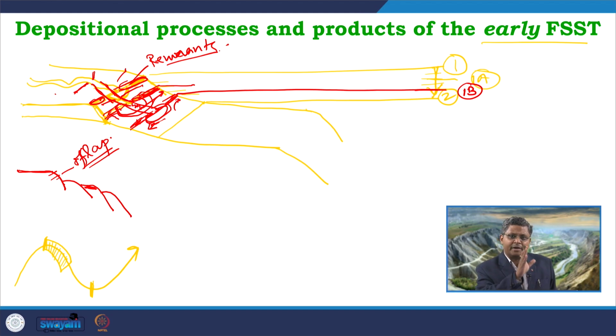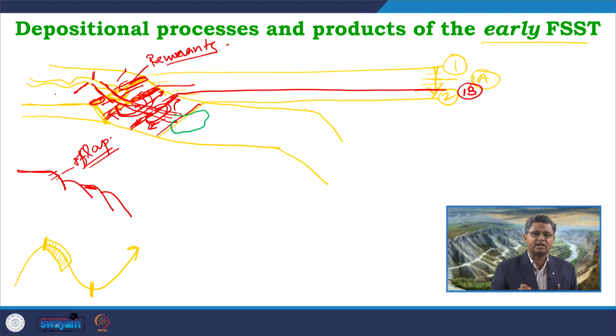So, remnants of these offlapping units will be characteristic in the shallow marine part. Finally, when it is reaching level 2, definitely the river valley is now incising over here, and it will supply the sediments in this area now.